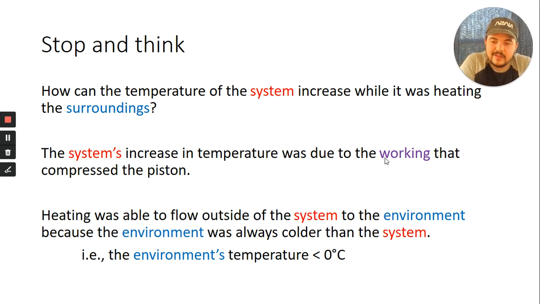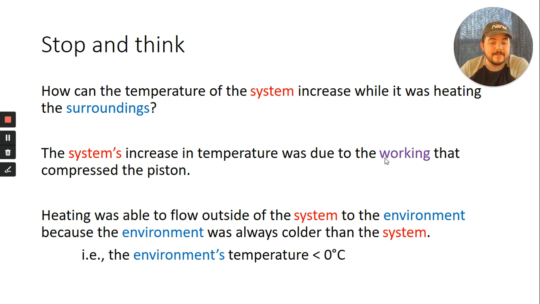So I've got some animations in the next video to help you think through this a bit more, but the quick answer is this. The increase in temperature was due to the working that compressed the piston. Think back to the Veritasium video with the fire syringe, where they compressed that gas down, which increased the temperature of the gas, igniting the cotton that was inside. The temperature increase was due to the compression, not due to a heating process. So the heating was able to flow from the system to the environment, to the surroundings, because the environment was colder than the system.